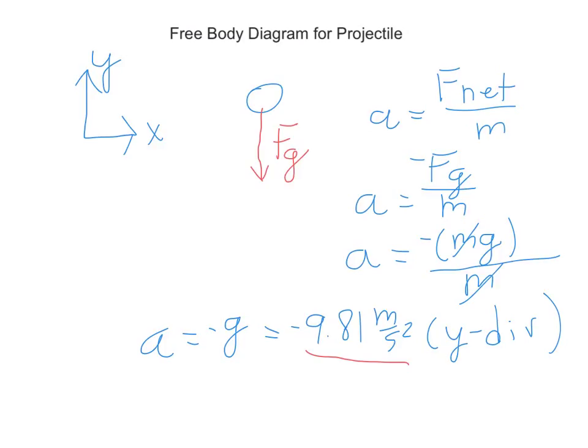In the x direction, we can see that from the free body diagram, there are no forces acting in the x direction. That therefore means that the net force in Newton's second law would be 0, and that the acceleration, therefore, would be 0. So really the difference between x direction and y direction motion ties back to the forces acting on the projectile, therefore the acceleration of the projectile.